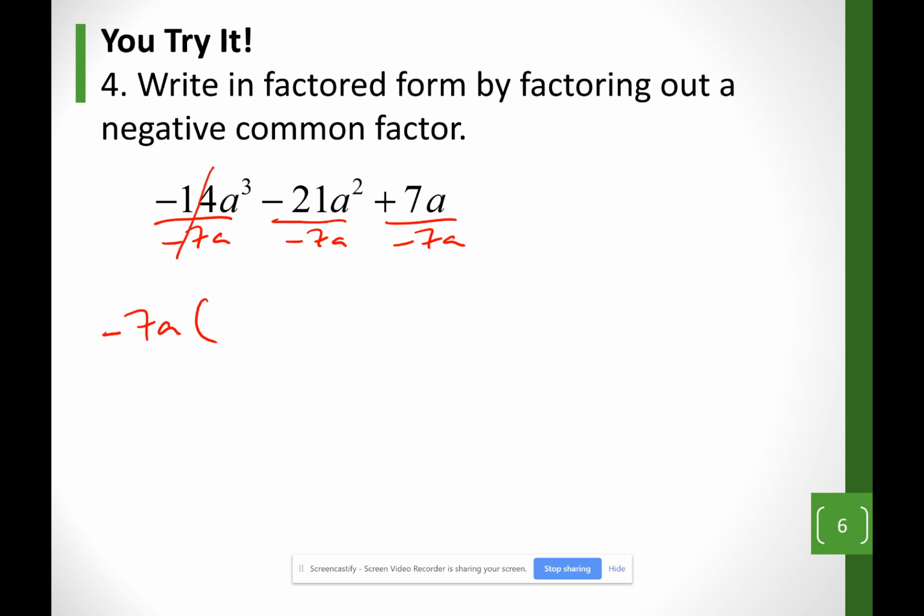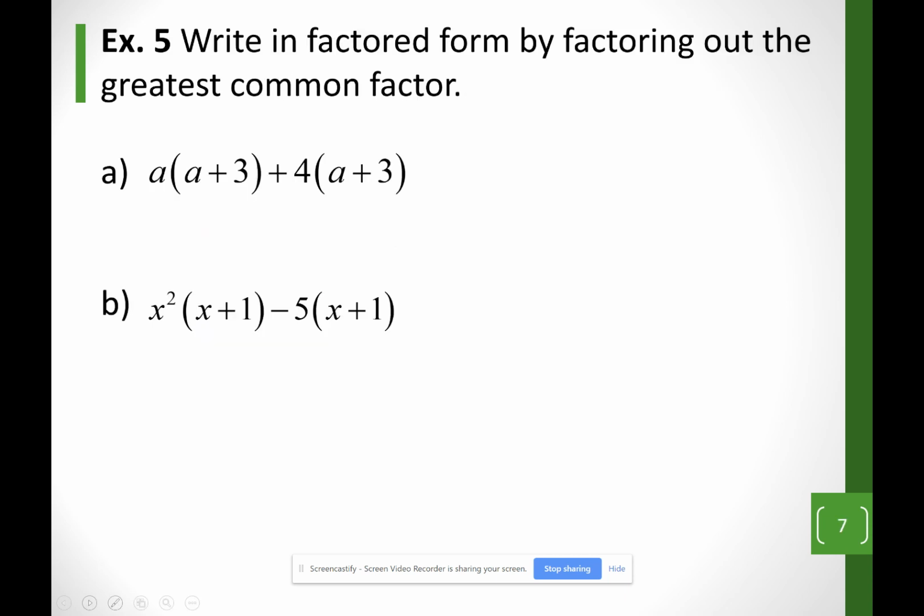So in my first one, negative 14 divided by negative 7, that's positive 2. A to the second. Remember, I subtract my exponents. Negative 21 divided by negative 7, that's a positive 3. A to the 1. And then lastly, positive 7 divided by negative 7, I get negative 1. There's no more a's because they cancel out. Remember, on exponents, I subtract the exponents.